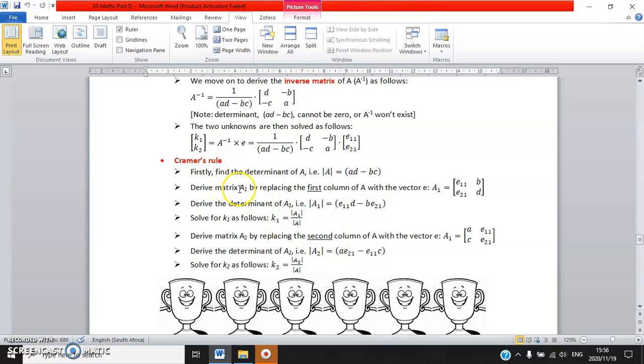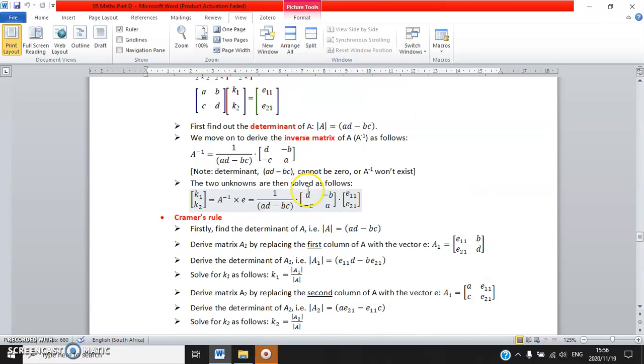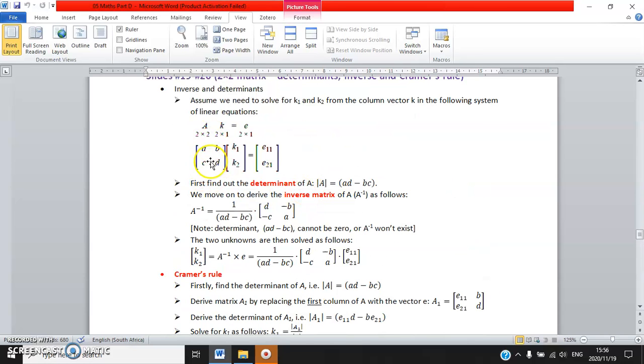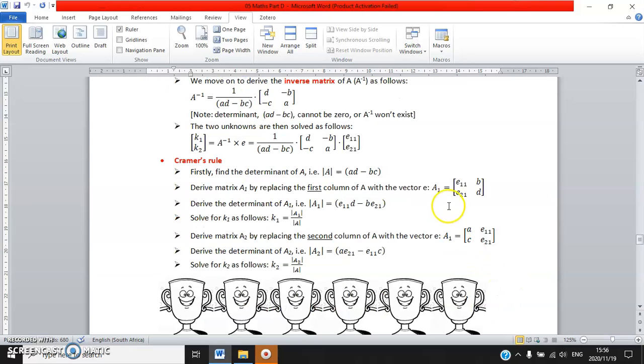And then next we derive a new matrix A1. You might ask, where does it come from? It actually means replacing the first column of A, which means this column AC, with the values in the vector E. So do you see the replacement here? A and C, the first column, is replaced by E11 and E21. So this is how we derive matrix A1.